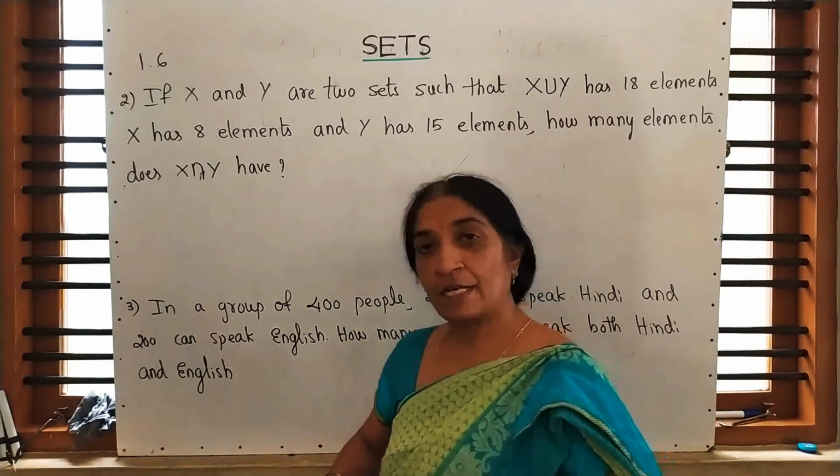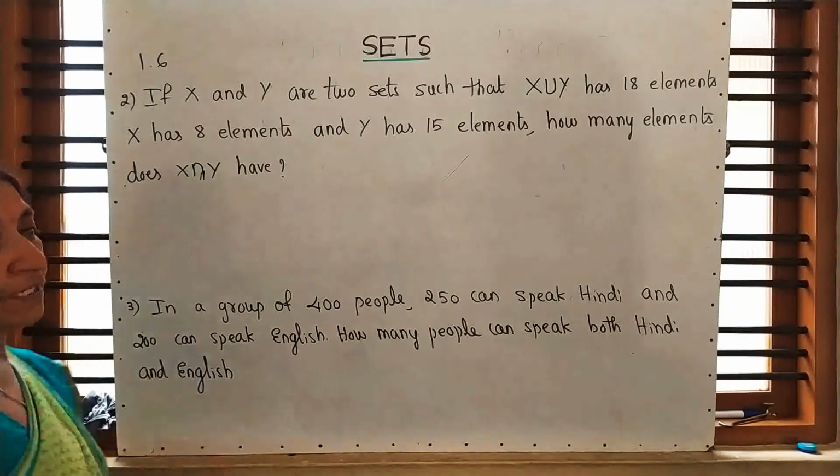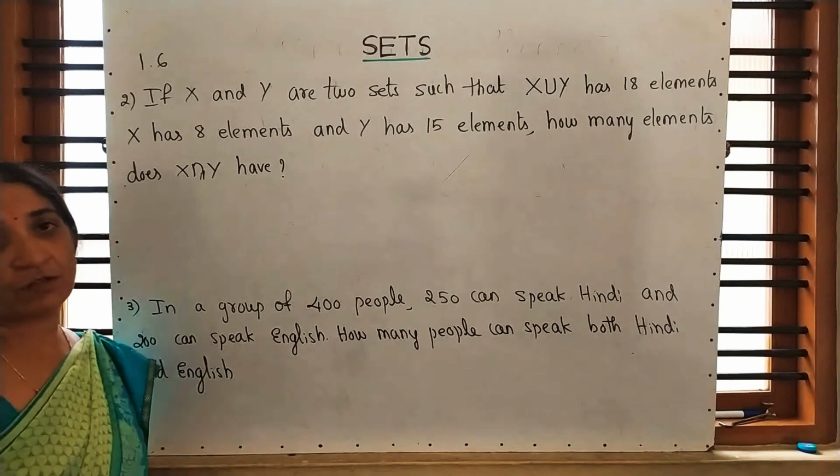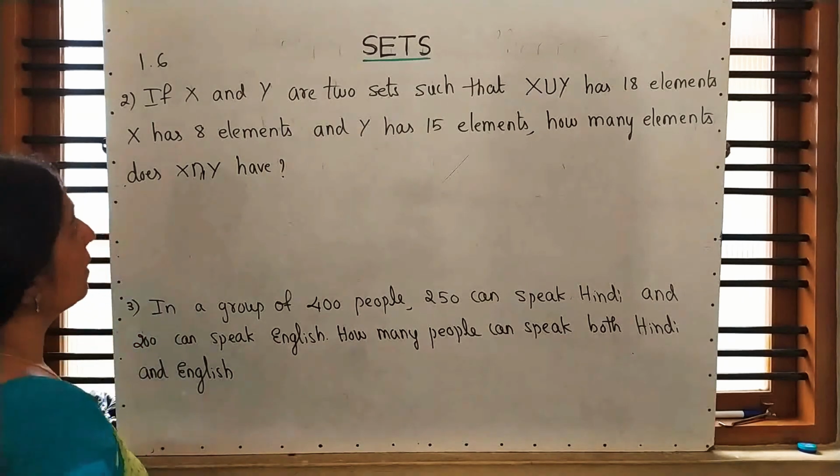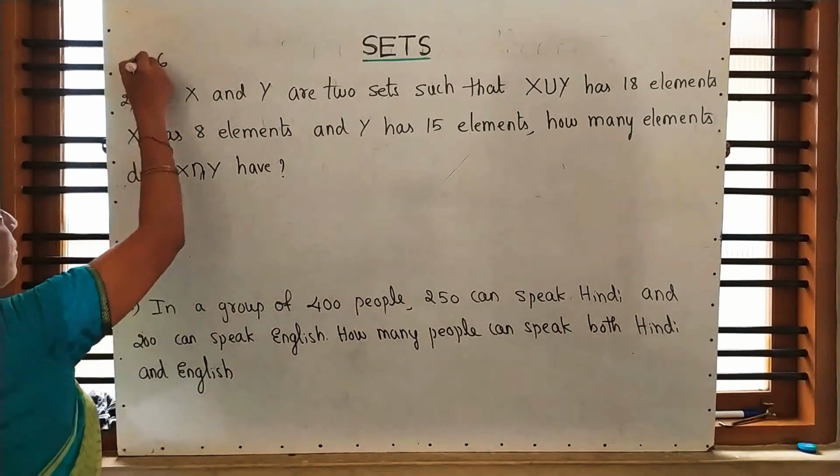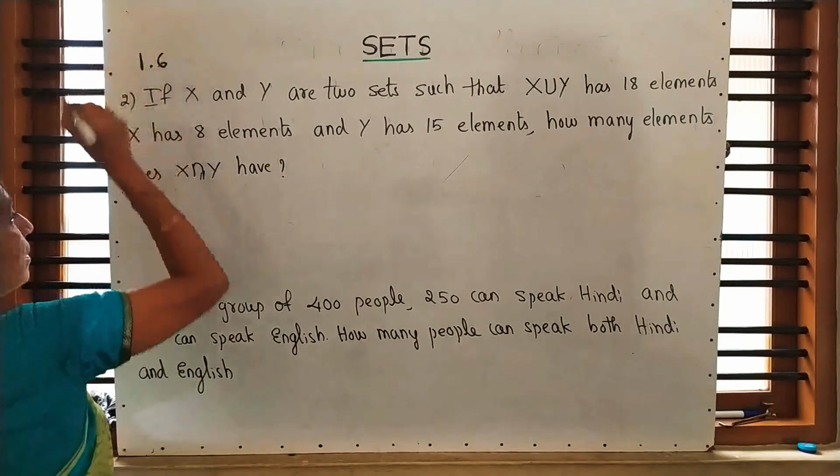In the last class, I gave practical applications of the union and intersection of sets, and we already solved a few examples. In exercise 1.6, I solved the first question, and the second I gave as homework.